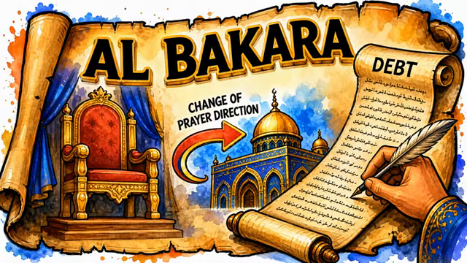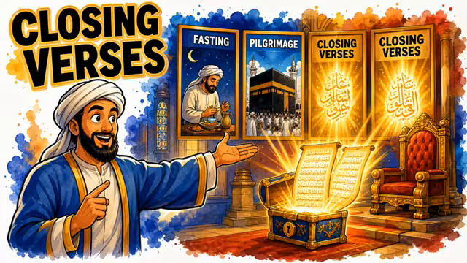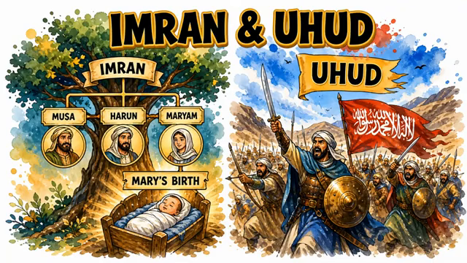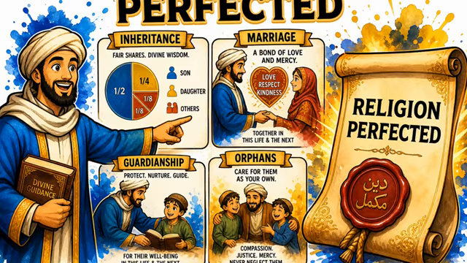Al-Baqarah alone contains the verse of the throne, the change of the direction of prayer, the longest verse in the Quran on writing down a debt, the rules of fasting and pilgrimage, and the closing 2 verses, which the Prophet, peace and blessings be upon him, said were given from a treasure beneath the throne. Al-Imran carries the family of Imran and the birth of Mary and the aftermath of the Battle of Uhud. An-Nisa lays out the law of inheritance in exact fractions, along with marriage, guardianship, and the treatment of orphans.